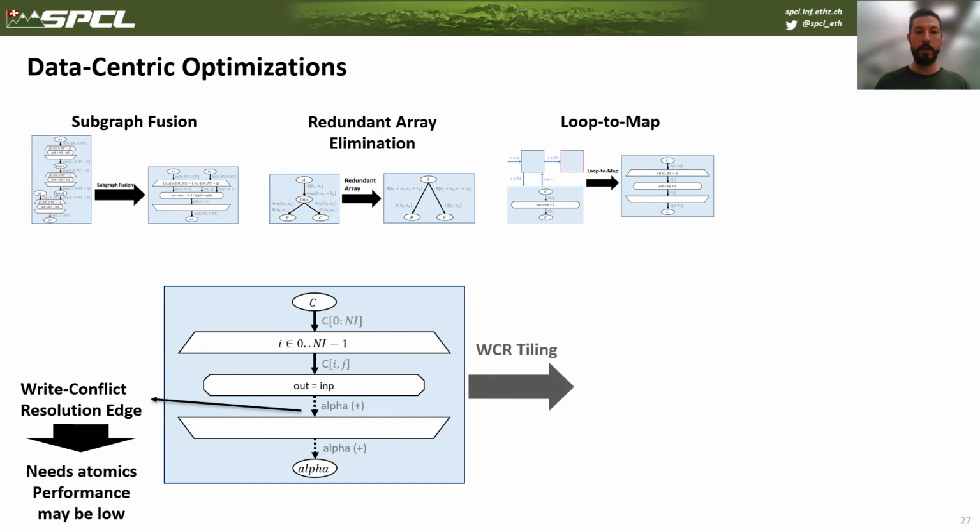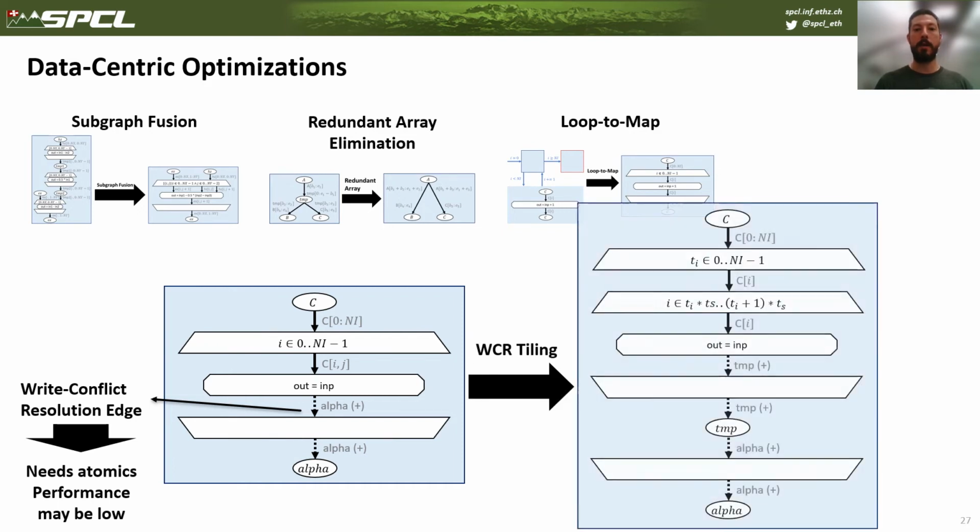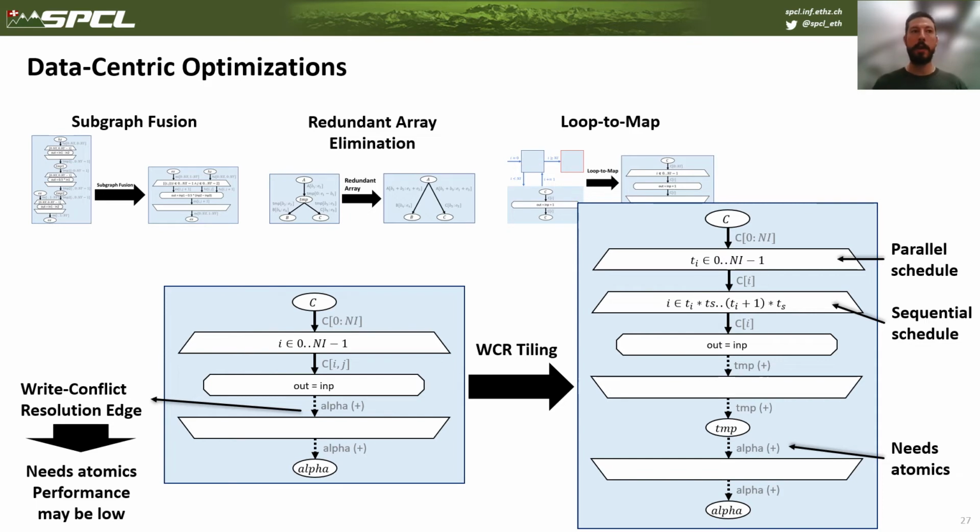Now we have a transformation that tiles the map and the write conflict. So here what happens is that the outer map now has a parallel schedule and is executed by multiple threads, while the inner map is executed sequentially and individually by each thread. The tiling automatically introduces a scalar variable temp that is private to each thread and allows partial accumulation without the use of atomics. So writing from the private variables to the global variable alpha still requires atomics, but all the other writes in the write subgraph do not. Therefore, the execution can be much faster.